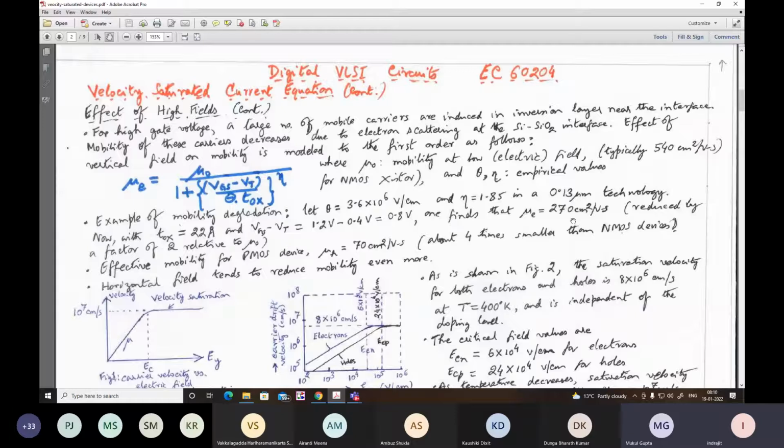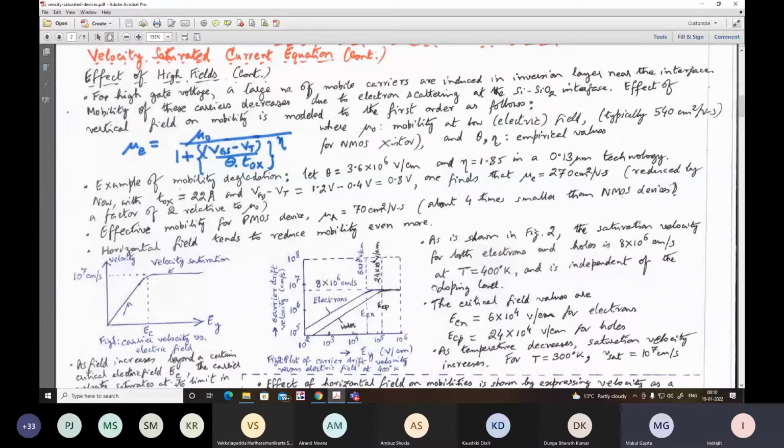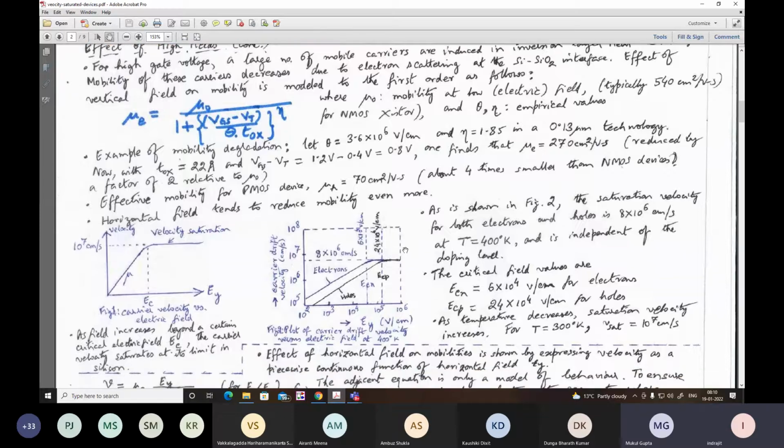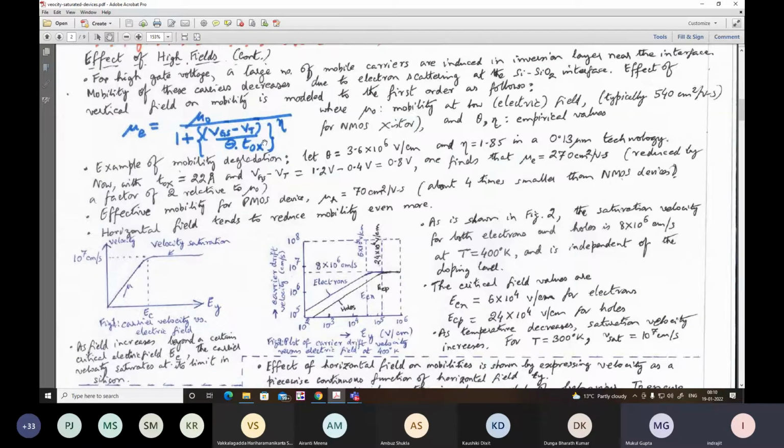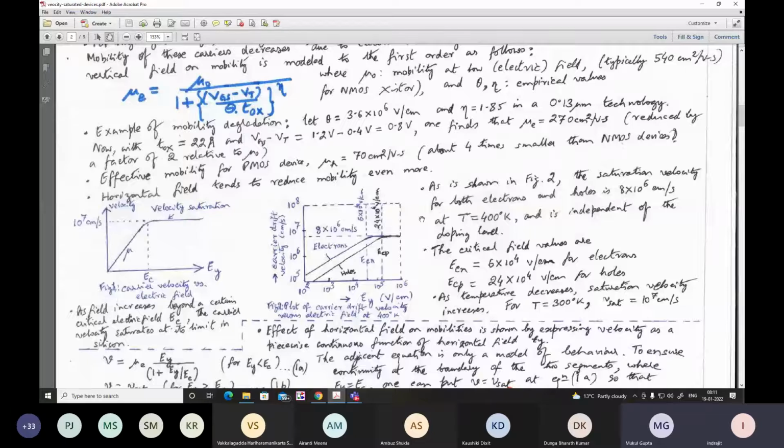And for carriers, the positive carriers, it is even smaller. So as we can see, the electron mobility is nearly 4 times larger than hole mobility. Horizontal field tends to reduce the mobility even more. Okay, so this is the effect of vertical field, and horizontal field also tends to reduce mobility; the reason may be more or less similar.